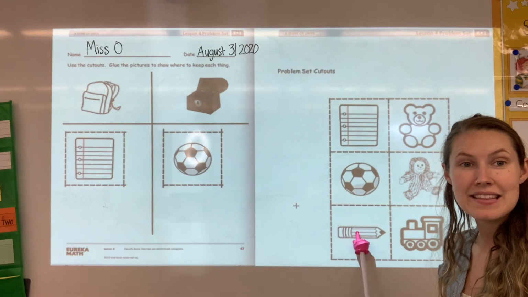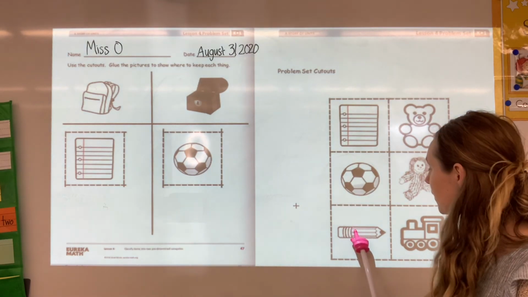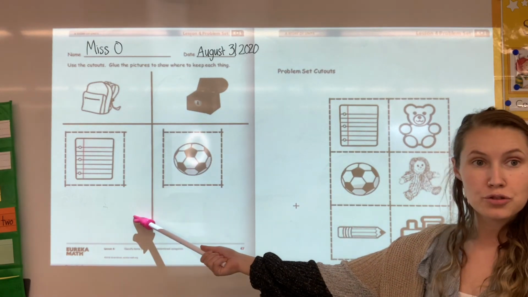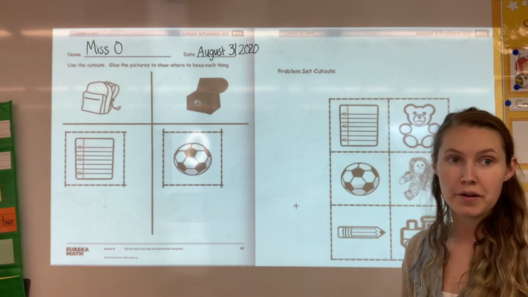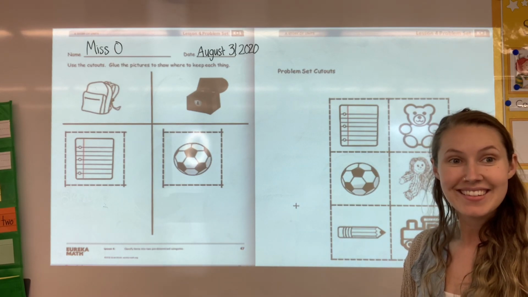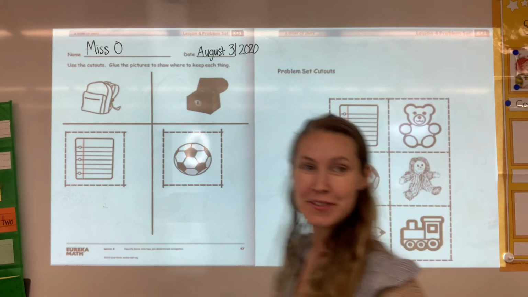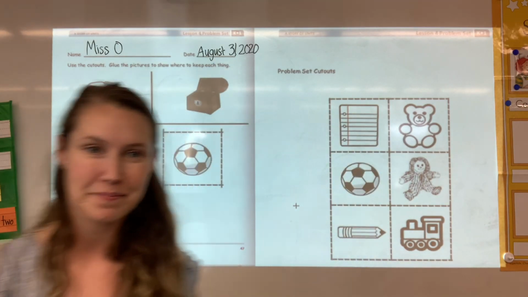All right, let's keep going. Our next item is a pencil. Does a pencil sound like something that would be in your school supply group or your toy group? I think the school supply group too. So I'm gonna add it to my school supply group.